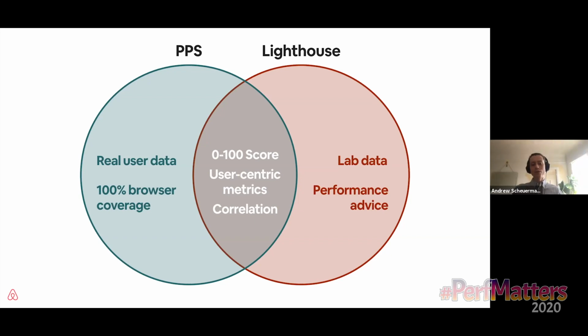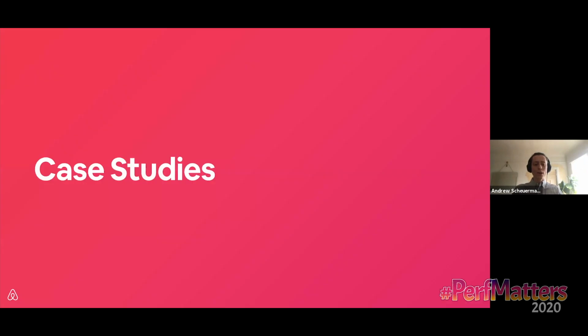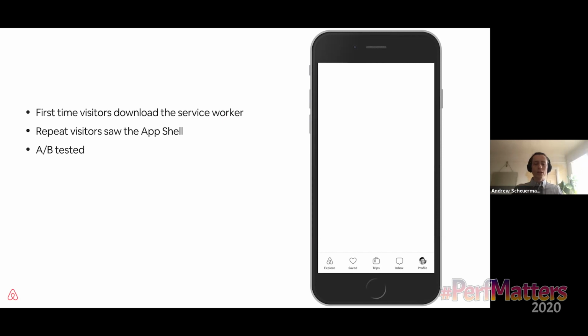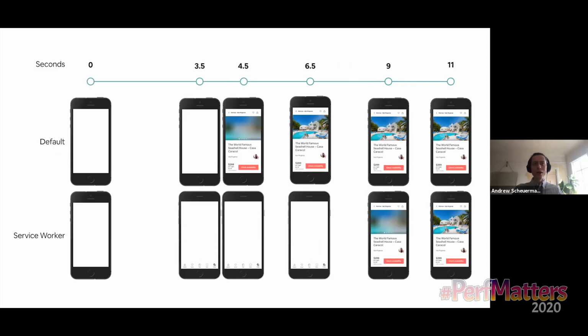So we use both page performance score and Lighthouse at Airbnb. So let's look at some case studies of how we've used these two together. While we're looking at these case studies, we're going to be looking at 95th percentile values and real user data. The first case study is when we introduced a service worker at Airbnb. The way that this works is the first time visitors would download the code for the service worker, and repeat visitors would immediately see this app shell when they opened the site. We ran an A/B test for about a month, and these were the results. In this film strip that I've created, we can see the non-service worker treatment up top and the service worker treatment on bottom. So without a service worker, people get to time to first contentful paint in 4.5 seconds and time to first meaningful paint in 6.5 seconds.